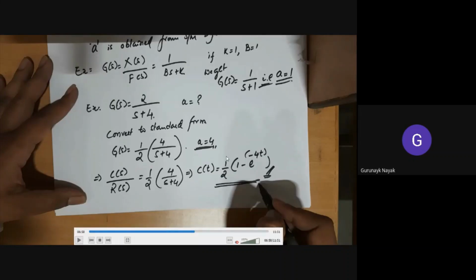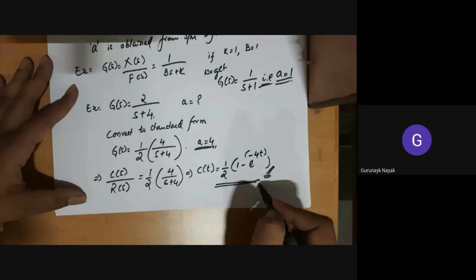So you can observe that there is 1 by 2 present here. Is 1 by 2 present here? So will it make it a standard form? That is the question that everyone will keep in mind.